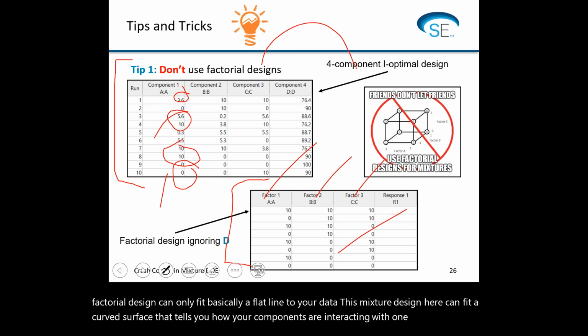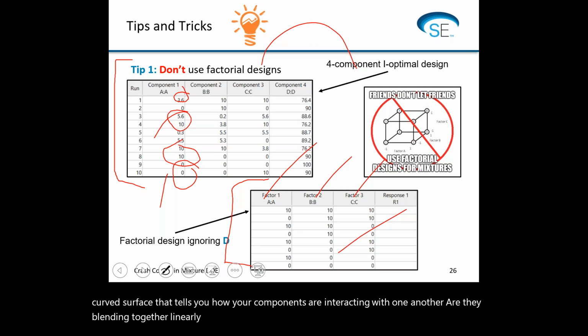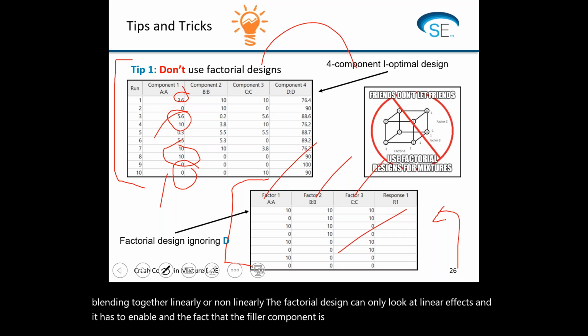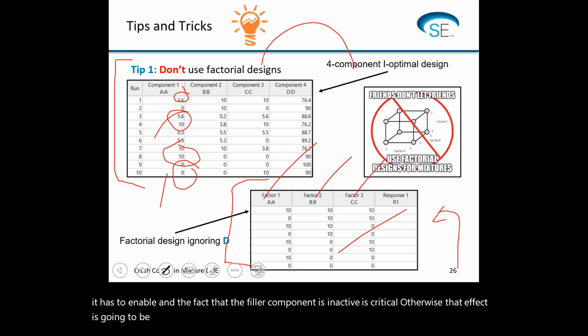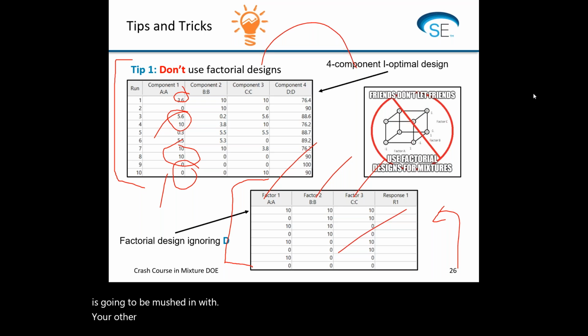Are they blending together linearly or non-linearly? The factorial design can only look at linear effects, and the fact that D, the filler component, is inactive is critical. Otherwise, that effect is going to be mushed in with your other 3 components. So don't do this. That's my first tip.